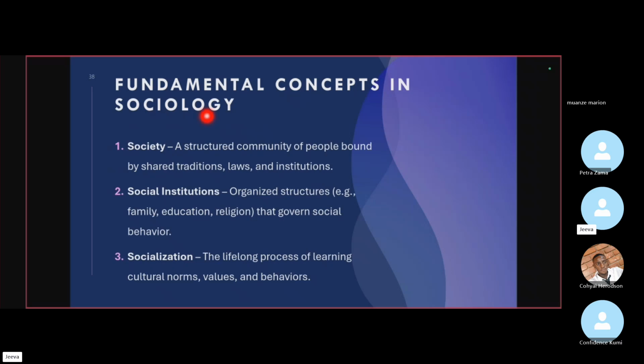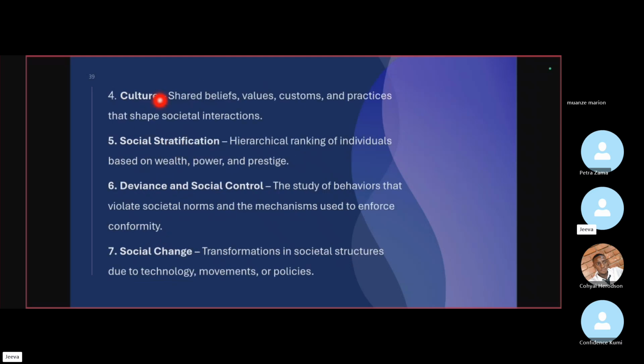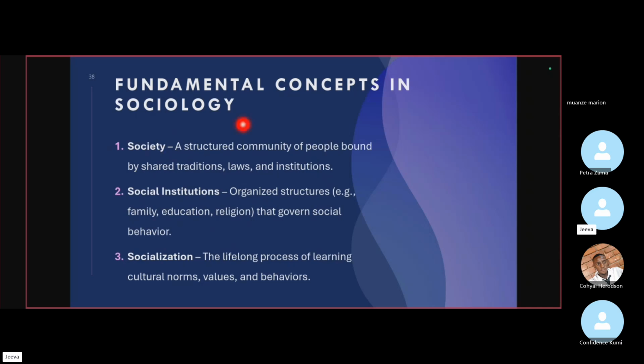If a question comes in the exam asking to list out the fundamental concepts, you can list them one by one. The fundamental concepts under sociology are society, social institutions, socialization, cultural beliefs, social stratification of different hierarchies, deviance and social control, and social change, the transformation due to advancements in technology, policies, and movements. So you can list these out if a question asks you to mention the fundamental concepts in sociology.